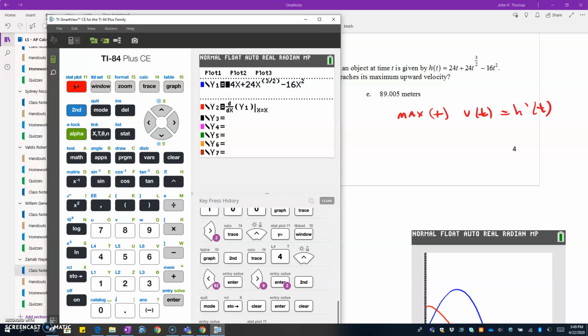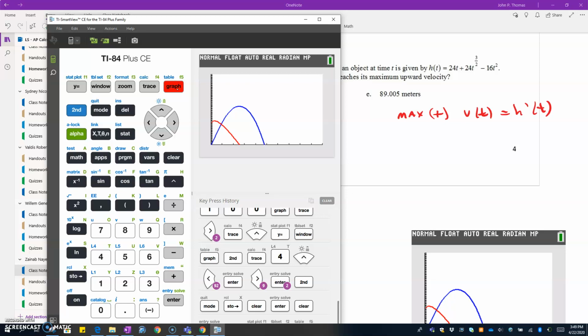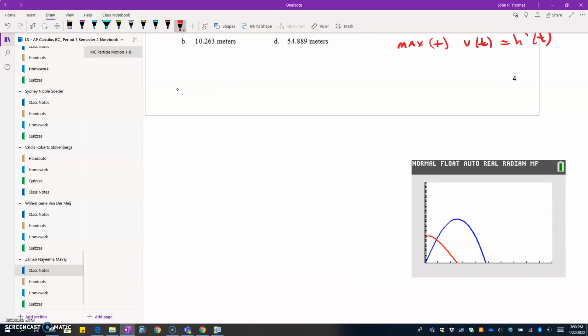Now for view window, this was talking about positive time values, and all my answers were between 0 and 100. So I figured if I went window 0 out to 10 for x, and then 0 out to 100 for y, that should at least give me a good starting point to look at, and I can always stretch from there. So if I hit graph, you'll notice we get this picture. Now, I've dragged this picture over to the side, so we can look at it here. And the red is the velocity, so it looks like we have a maximum velocity right around there.